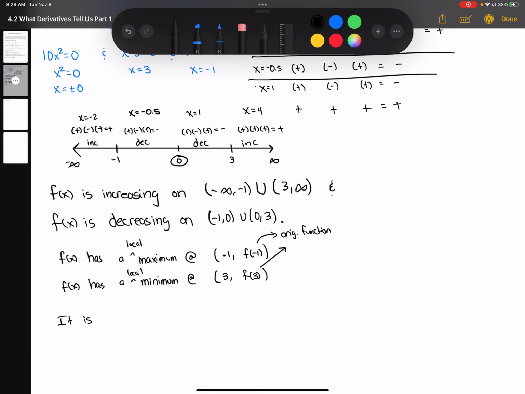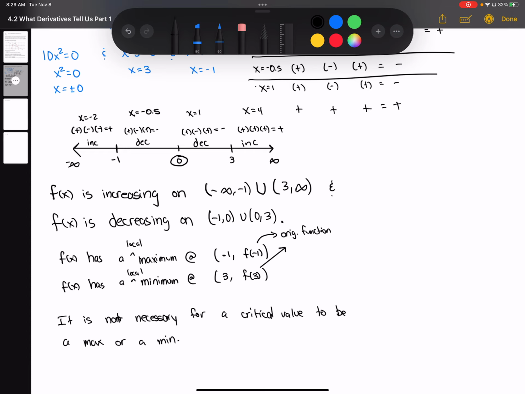It is not necessary for a critical value to be a max or a min. It just doesn't have to happen.